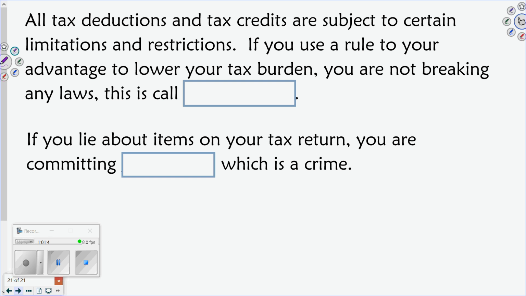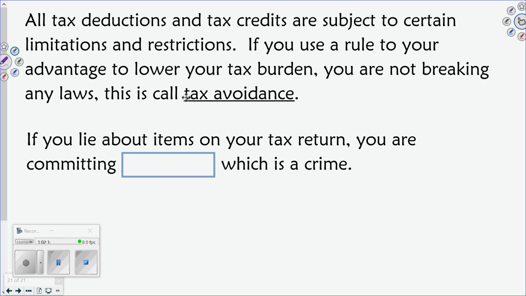And the other two vocab words on here: all tax deductions and tax credits are subject to certain limitations and restrictions. If you use a rule to your advantage to lower your tax burden, it's not breaking any laws. It's called tax avoidance. You're using the law to your advantage to pay less. That's tax avoidance. But if you lie, that's committing a crime, right?